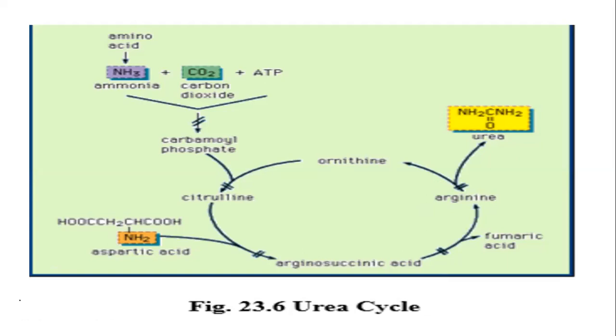It is clear from the above mentioned scheme of reactions that for the synthesis of one molecule of urea, a mole each of ammonia, carbon dioxide, and alpha amino nitrogen of aspartate and 4 moles of ATP are consumed.